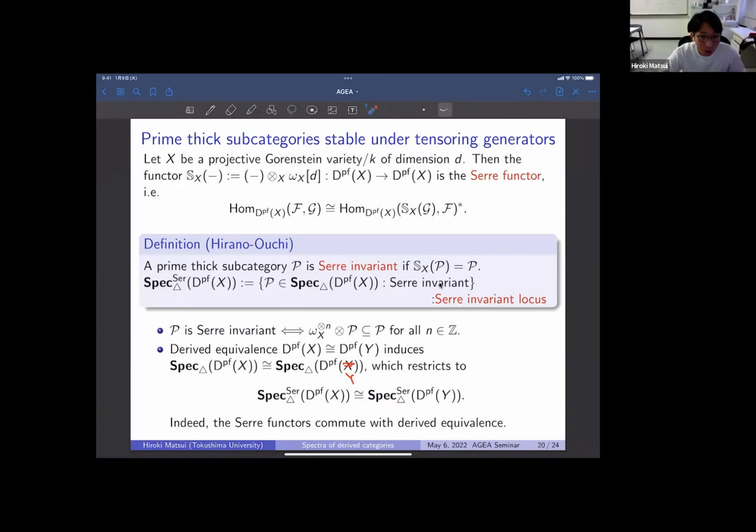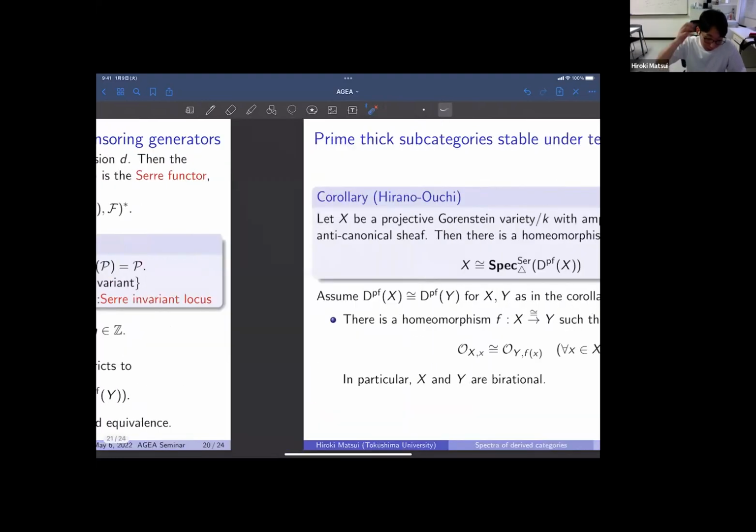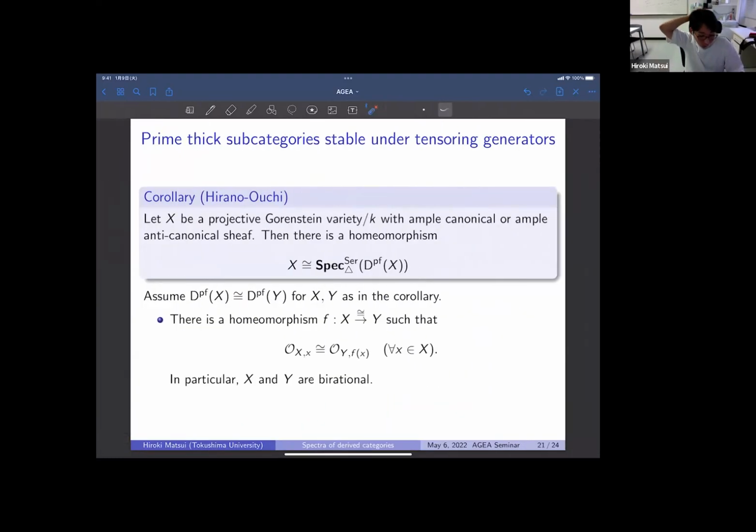From this observation, Hirano and Ouchi proved the following corollary. Let X be a projective Gorenstein variety with ample canonical or ample anti-canonical bundle. Then X is homeomorphic to the cell invariant locus.